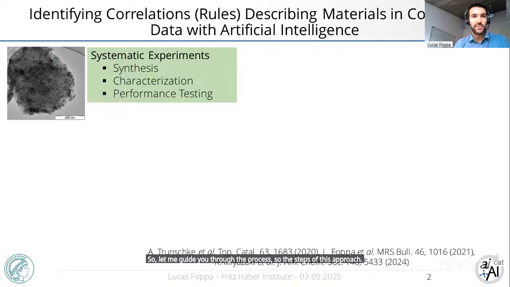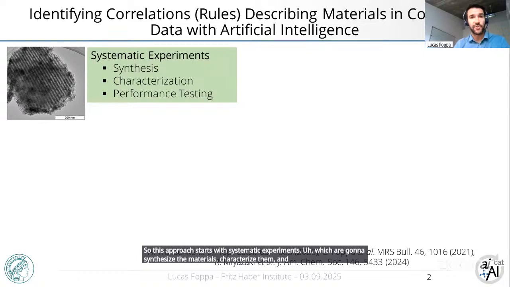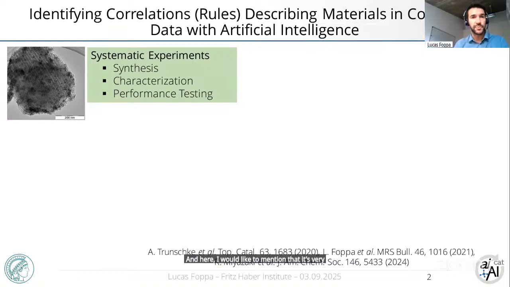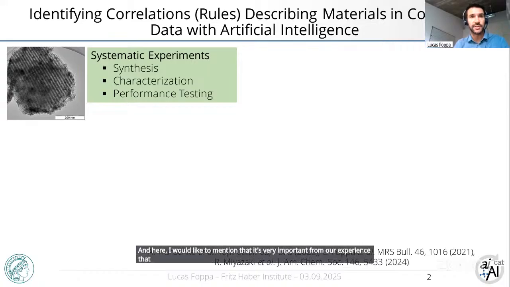This approach starts with systematic experiments, which are going to synthesize the materials, characterize them, and test the performance under realistic conditions. And here I would like to mention that, from our experience, it's very important that these experiments are done systematically and consistently, so that we have good, consistent data generated.